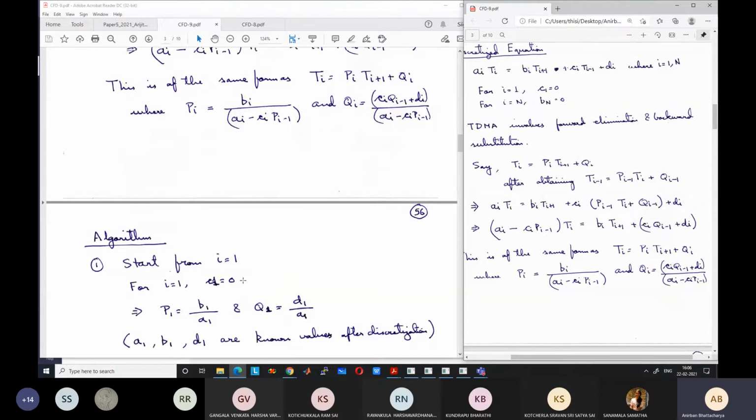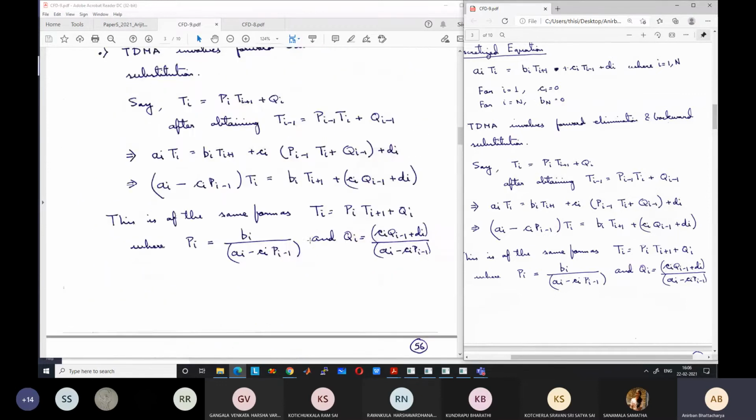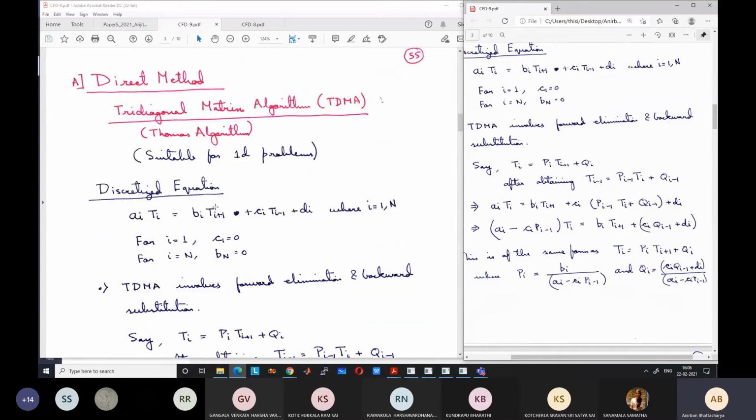So we will start from i equal to 1. What was the value of c_i for i equal to 1? We have found that for i equal to 1, c_i is 0, meaning C_1 is 0. Why? Because there is no T_{i-1}. So C_1 is 0. It is written here also, so I don't have to go back.